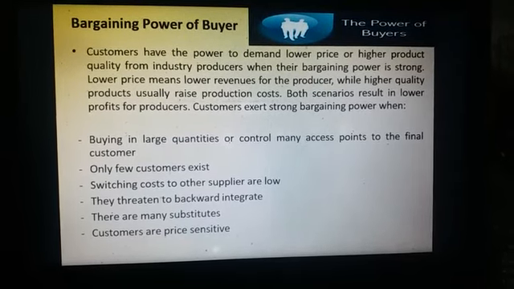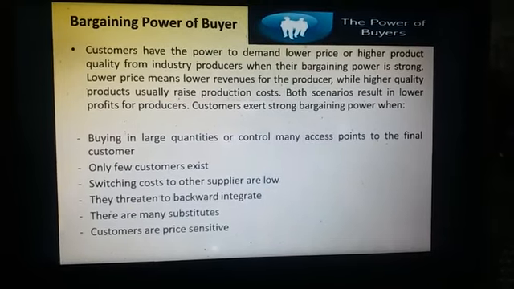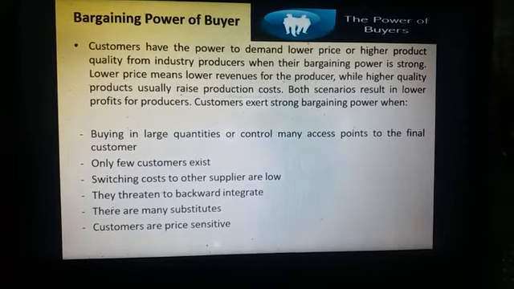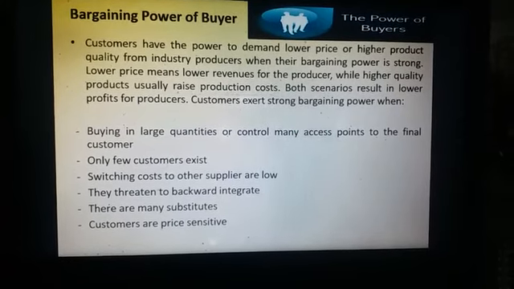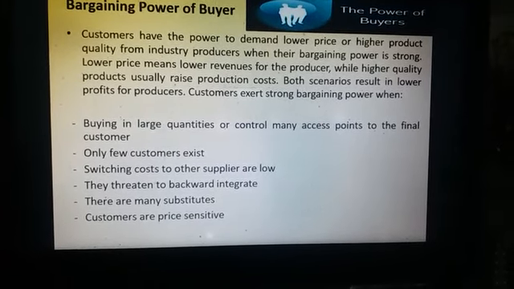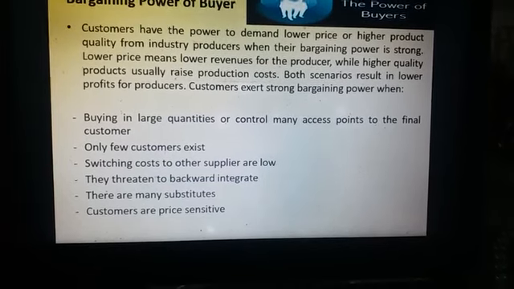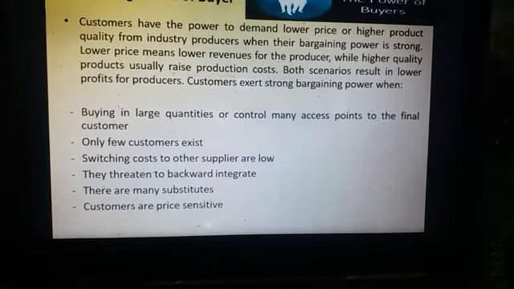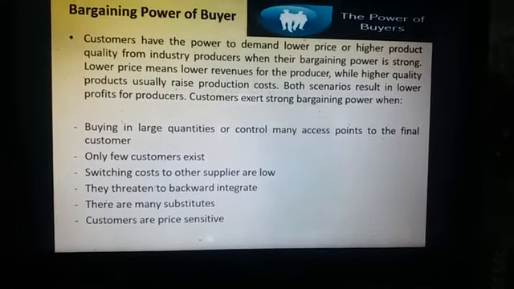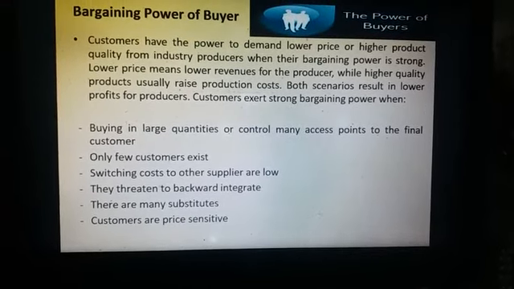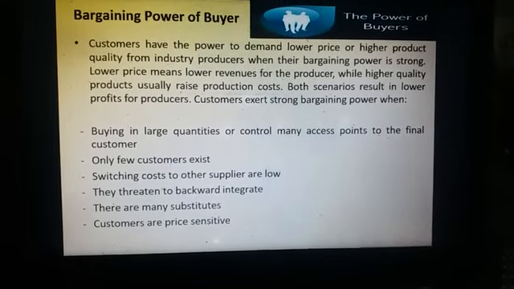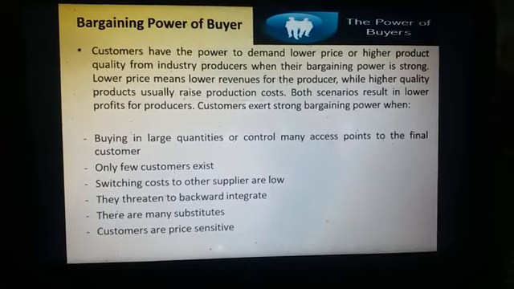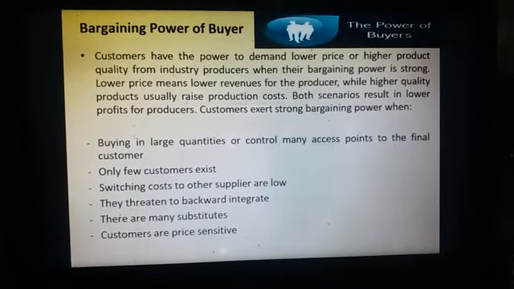Obviously, there's one buyer, so he is the one who is setting the price. In reality, only a few monopsony markets exist. The bargaining power of the buyer compels the firms to reduce the prices and may also demand a product or a service of higher quality at a low price. So, in this case, customers have the power to demand lower price or high product quality from the industry producers when their bargaining power is quite strong.